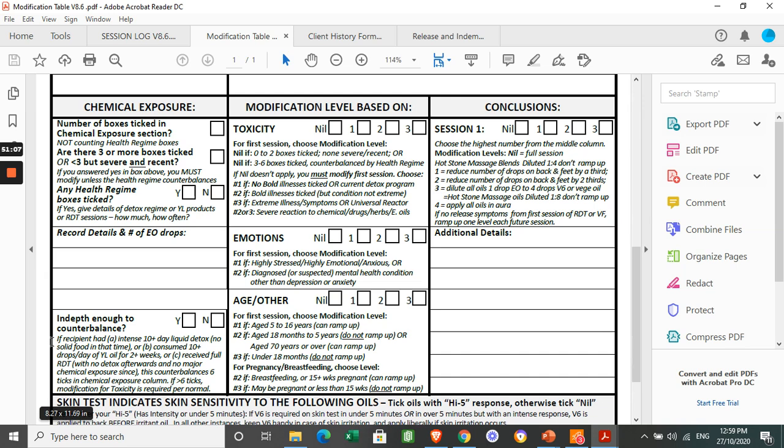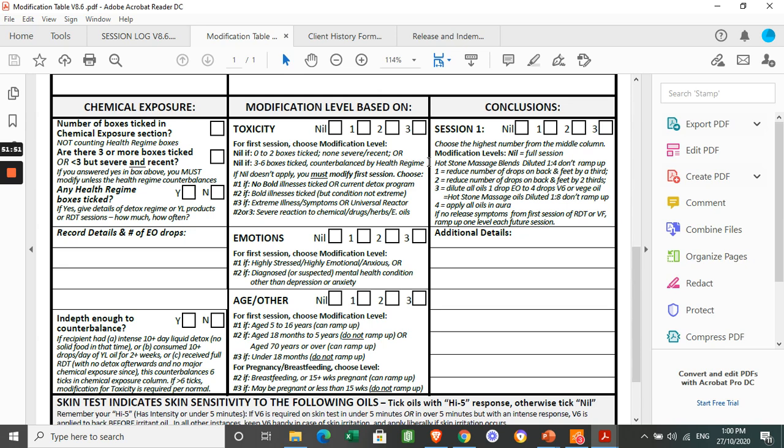Right, so let's go back to Amanda Jones. We said she had 3 ticks listed in this box, but we've been able to verify that she's had a full raindrop technique, so that is in-depth enough to counterbalance. So what we're saying is that raindrop technique wipes away 6 of these chemical exposure ticks. Well, she only had 3, so that makes it nil now. So when we come over to toxicity, we can see here nil is going to apply. She's got nil if 3 to 6 boxes were ticked but counterbalanced by the health regime.